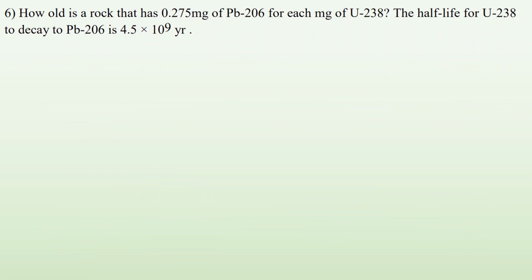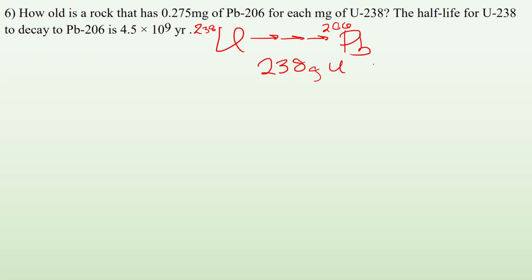All right, number 6, last one in the section. How old is a rock that has 0.275 milligrams of lead-206 for each milligram of uranium-238? Half-life for uranium-238 is that. So we have uranium, the mass of 238, which decays in a bunch of steps. I'm not really interested in what those steps are, but it ends with lead-206. So if I start with 238 grams of uranium, I'm going to end up with 206 grams of lead.